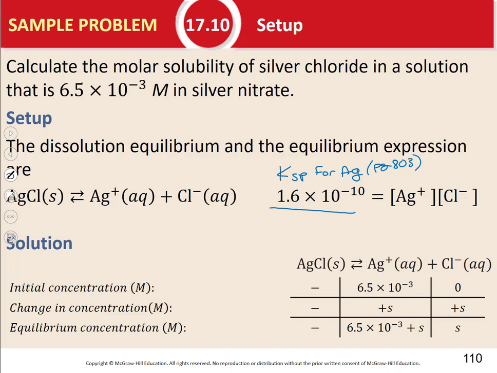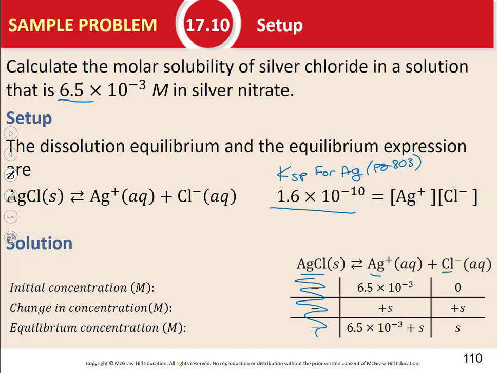So we're going to do an ice table. The first part of the ice table is writing that equilibrium expression. So the equilibrium expression for silver chloride turns into silver ions and chloride ions, ignoring our reactant because it's a solid. Now, our initial concentration of silver ion is coming from the silver nitrate.